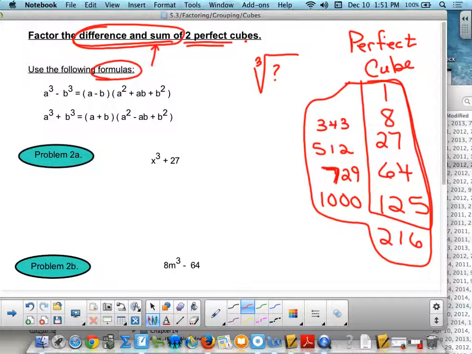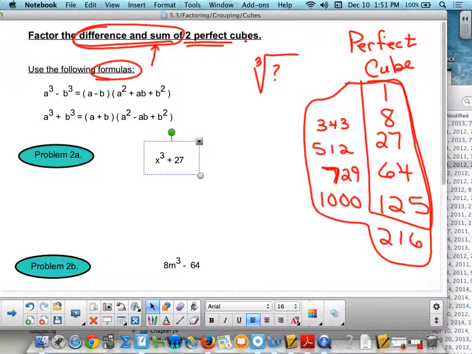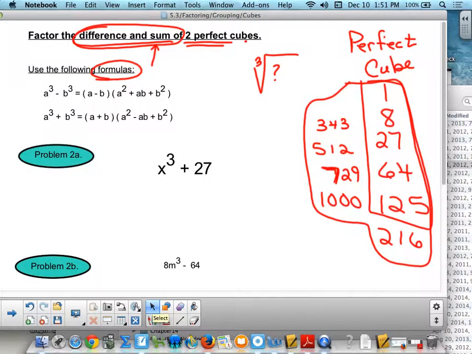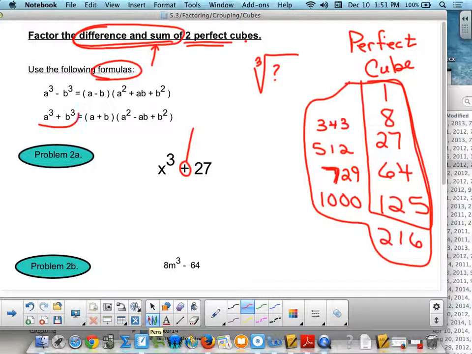Now, you ready? You're first going to look at the first problem. It says x cubed plus 27. Don't forget. What's this right here? That's a sum. Sum or difference? Sum. You've got this one. You're going with the sum of 2 perfect cubes.